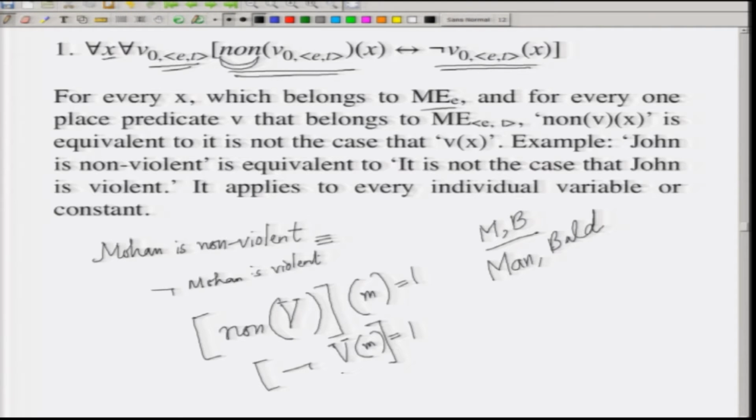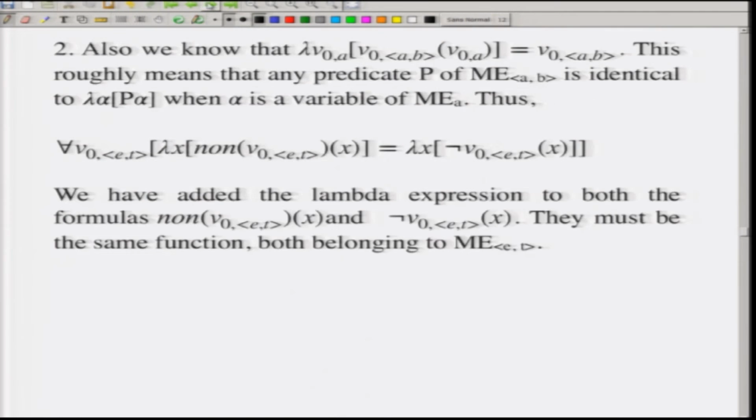Just that we have written, this is a specific form, and that is the general form. This form is a general form for all x and all one-place predicates, whatever they are: non that predicate x is equivalent to this thing. It is not the case that that predicate applies to that individual variable. So this is the first step. This is something we need to understand. We need to know that these are equivalent expressions. With this knowledge, we go to the next slide.